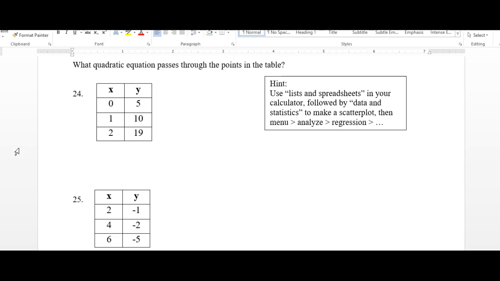All right, the last two, number 24 and 25, very similar. What quadratic equation passes through the points in the table? To find the quadratic equation, we're going to use our little scatter plot technique we've learned before. We haven't done it yet with parabolas or quadratics, but we did do it with linear equations and exponential equations. So it's the same thing here with quadratic equations. We need to go remake this table on our calculator.